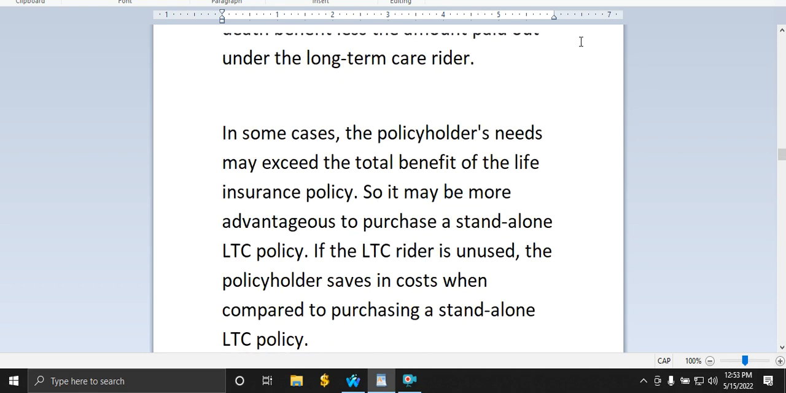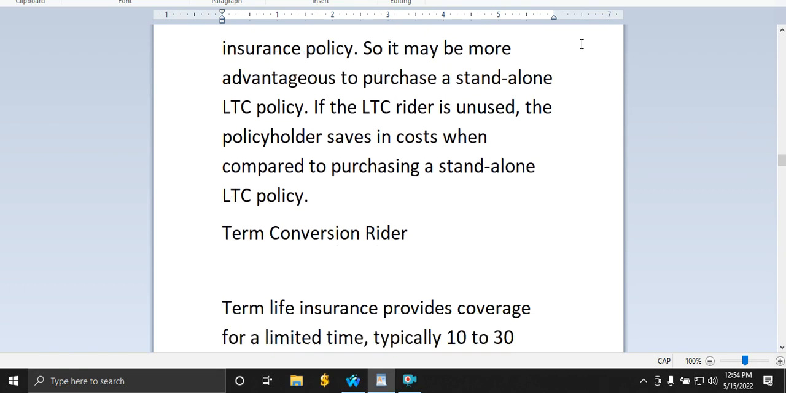In some cases, the policyholder's needs may exceed the total benefit of the rider's insurance policy, so it may be more advantageous to purchase a stand-alone LTC policy. If the LTC rider is unused, the policyholder saves in cost when compared to purchasing a stand-alone LTC policy.